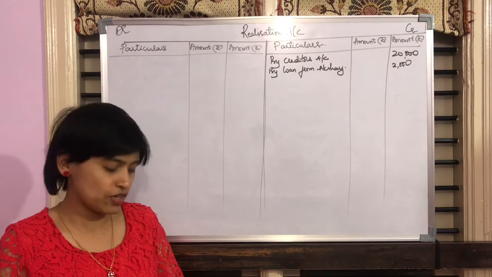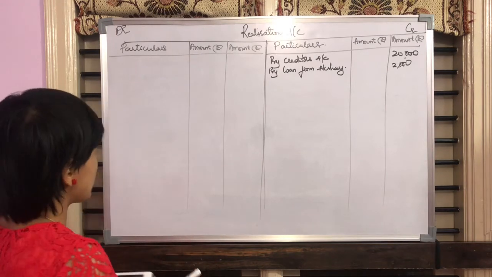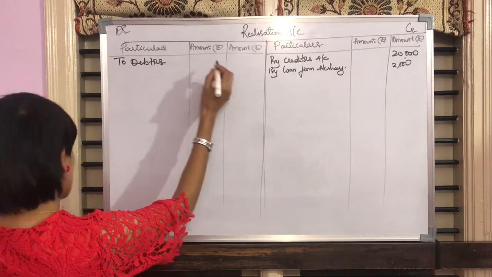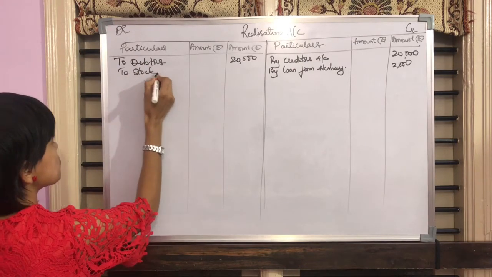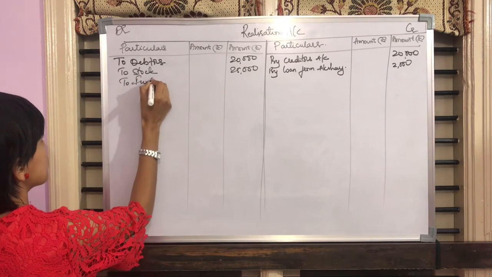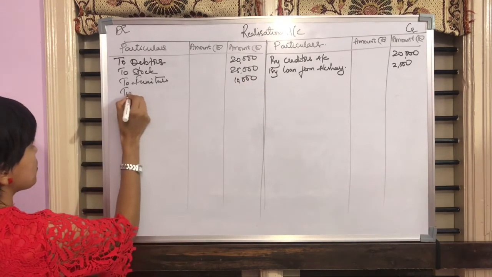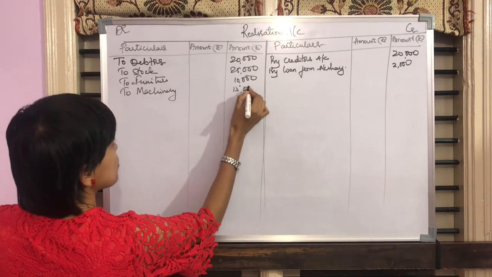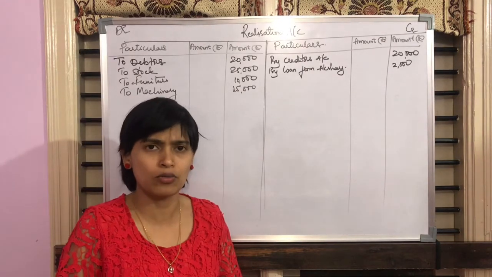Now on the asset side, the first item is bank, amount will reflect in bank account. Debtors, start writing in their book values, which is 20,000. Stock 25,000. Furniture 10,000. Machinery 15,000. So that's it with the book value postings.